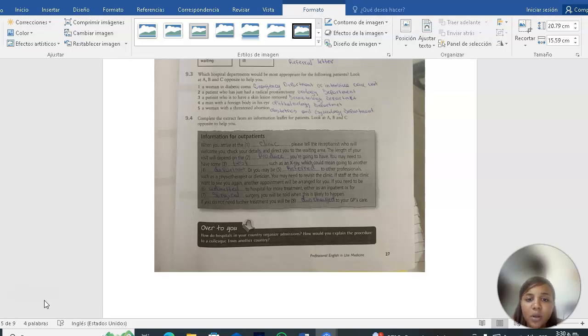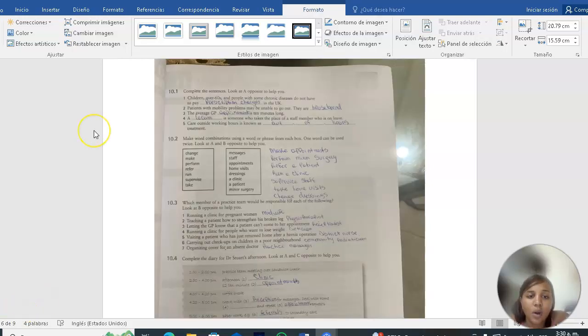Another appointment will be arranged for you if you need to be admitted to hospital for more treatment, either as an inpatient or planning for surgery. You will be told when this is likely to happen. You do not need to undergo treatment. You will return to your GP's care.